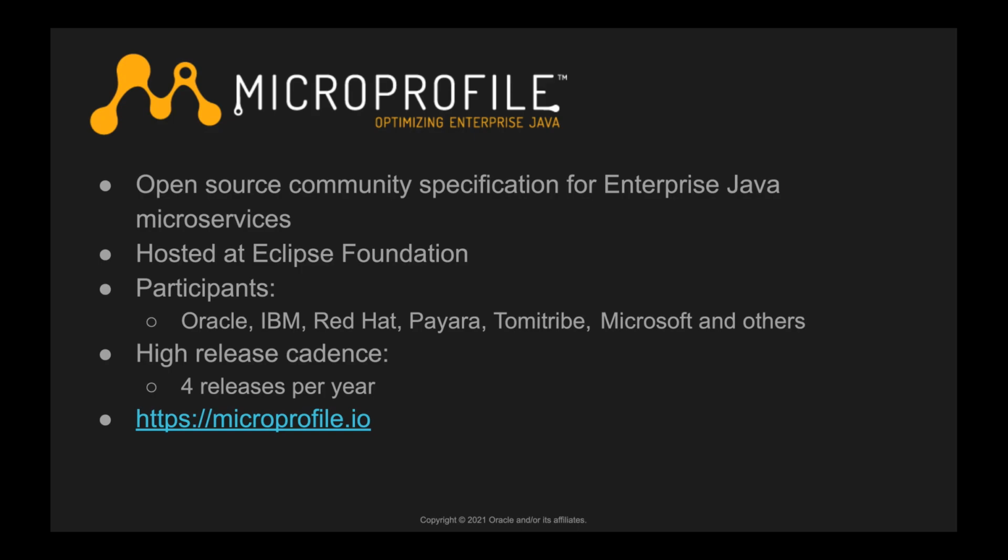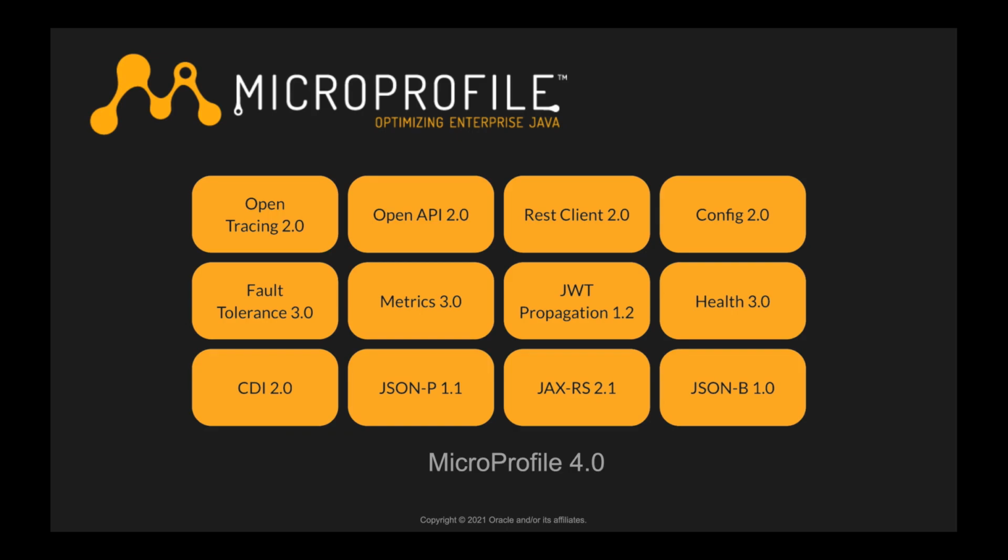Helidon MP, as I said, is based on MicroProfile. That means we are implementing the specifications of MicroProfile. As probably all of you know, it is a community specification for enterprise Java microservices, hosted under the Eclipse Foundation with a lot of participants: Oracle, IBM, Red Hat, Tomitribe, even Microsoft is there, and it has a high cadence, 4 releases per year. You can find more information on the official website listed here.